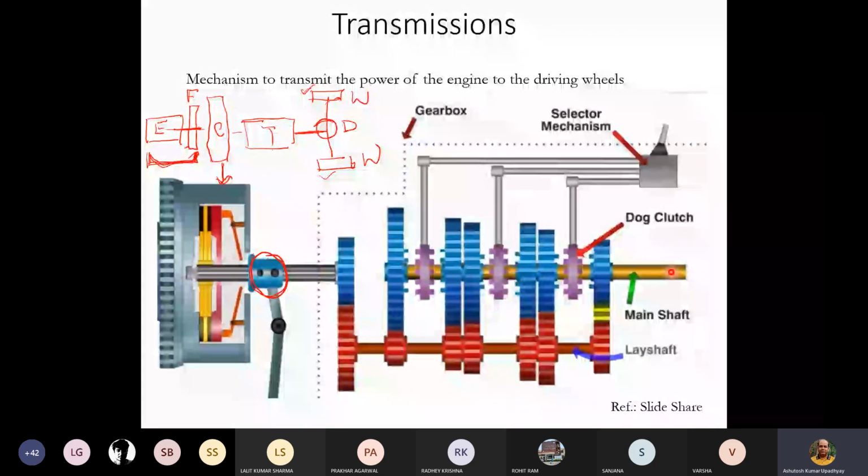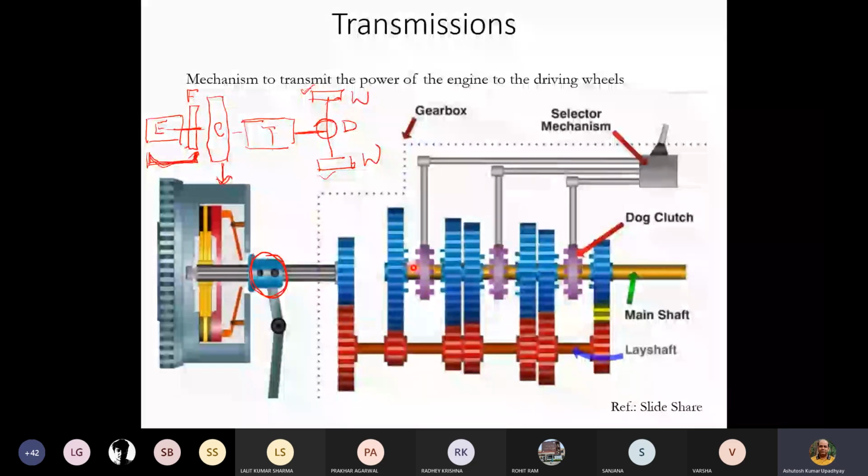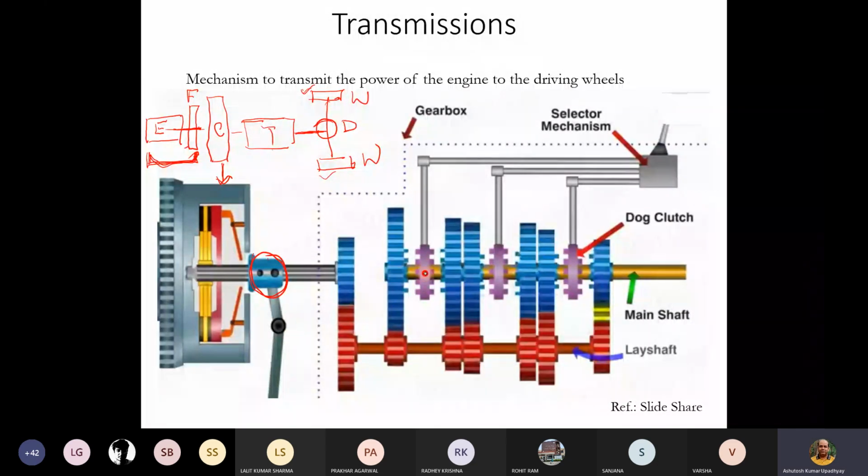Now again, in this constant mesh also, this was the issue because you cannot have a smooth transmission. When the dog clutch is going to engage the gear, you cannot have the smooth transmission. But still it was better than the crash box transmission. Okay. So later on in this particular system also, we have the improvements. And what was that improvement? To synchronize the attachment of the gear with the dog clutch.